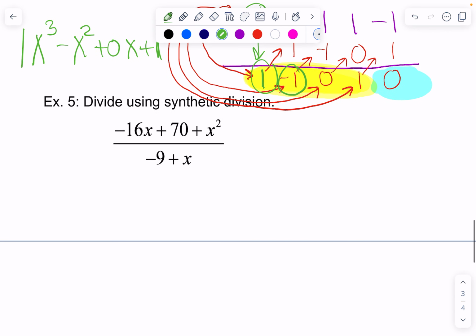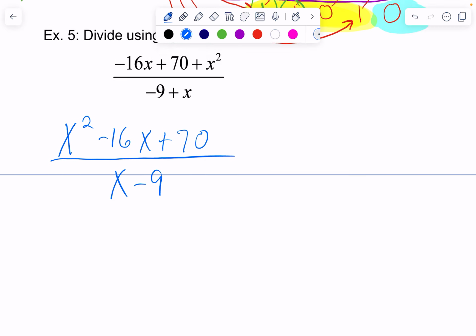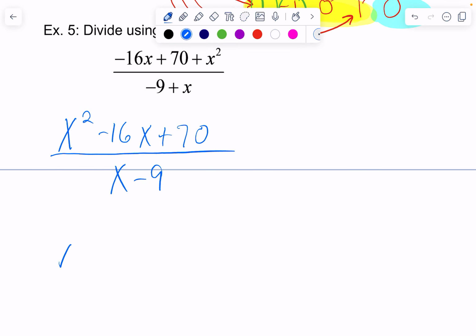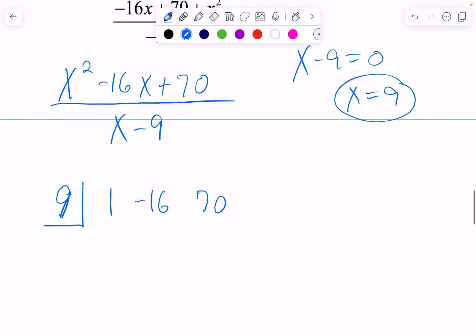Let's do another one. Okay, first off, we're going to go ahead and write this in standard form. So this is going to become x squared minus 16x plus 70 divided by x minus 9. I'm going to go ahead and put my x minus 9 set equal to 0. So 9 is my root, my inverted L, my coefficients: 1 for the x squared, negative 16 for the x, and my constant of 70. I'm going to go ahead and drop down the first term.